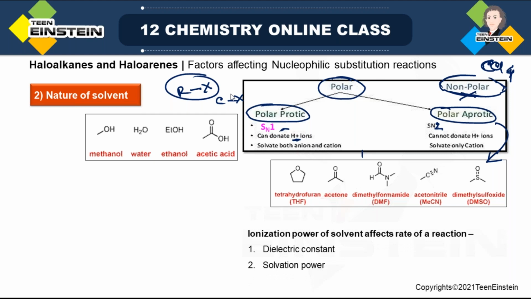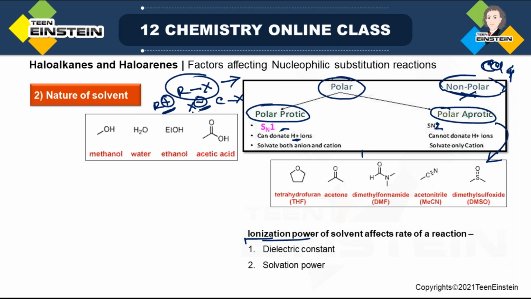Now, if we consider ionization power of solvent. Now, what is ionization power? Ionization power means, just take this example, RX. In case of SN1, what happens? It forms R plus and X minus. So this is actually ionization. So if the solvent is having good ionization power, that means it will assist in the cleavage of the RX bond, breaking the RX bond. So that is the ionization power. So higher is the ionization power, easily you can get R plus and X minus.